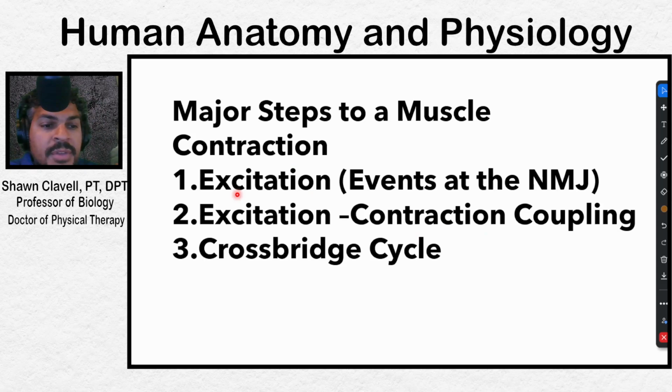And so there we have the major steps of a muscle contraction. We've seen these in the previous section as well: the events that occur at the neuromuscular junction, excitation-contraction coupling, and now we finished here with the cross-bridge cycle.